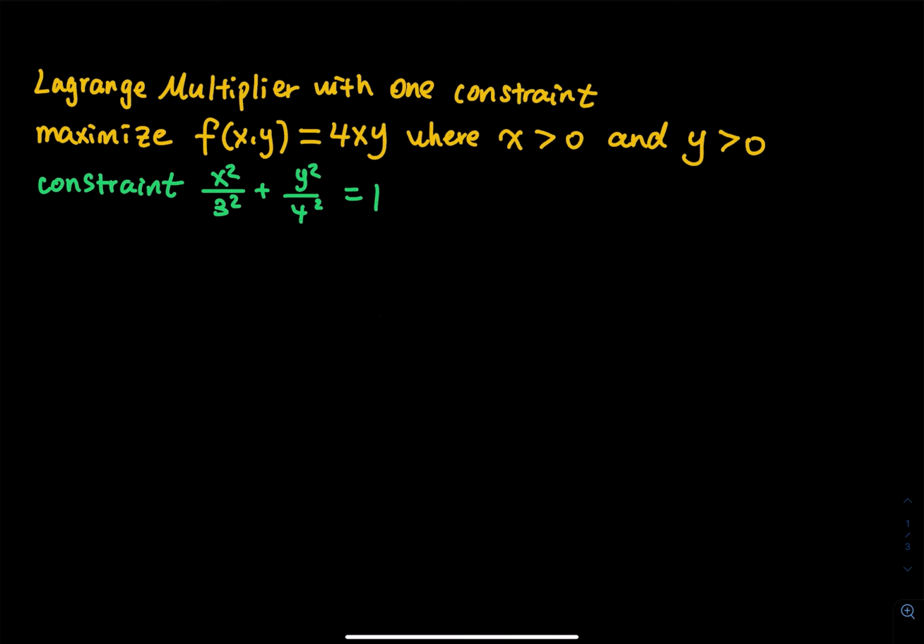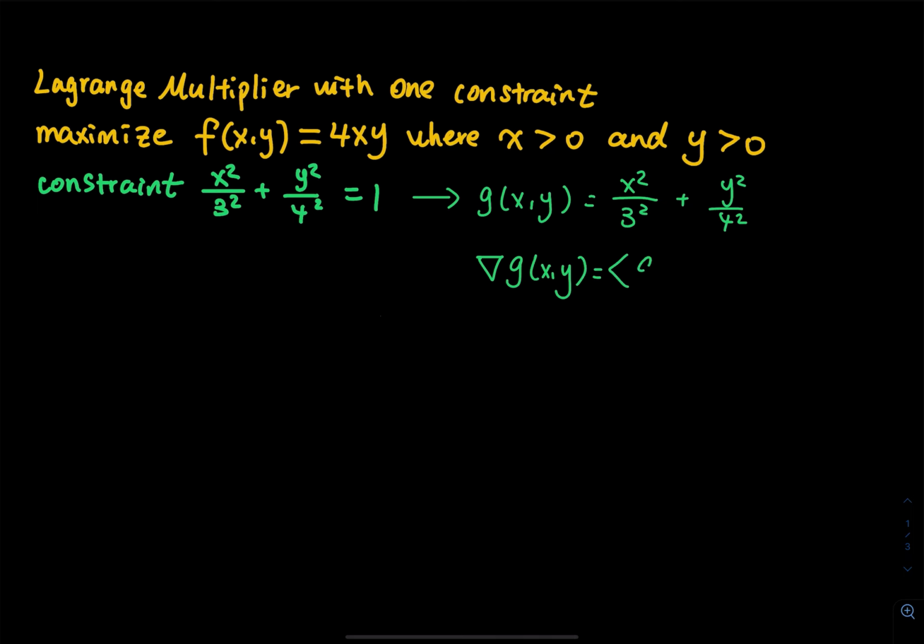Okay, so the first thing that we have to do is get our function g. Starting with the constraint, that tells me g of x, y is equal to x squared divided by 3 squared plus y squared divided by 4 squared. We are not taking the 1. And then we will take the derivative of that, and this will be the gradient of g.